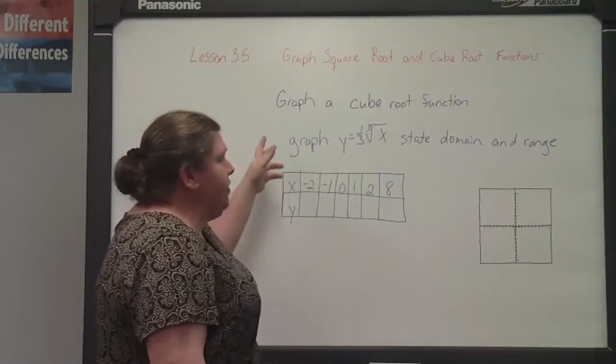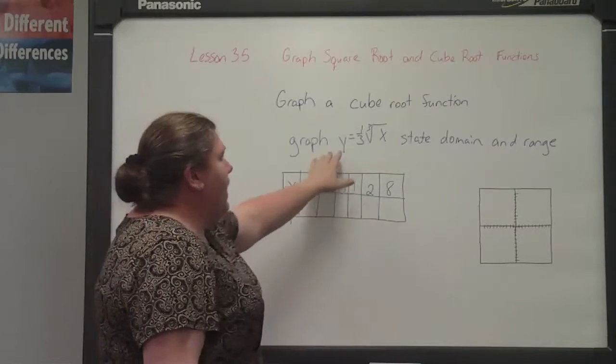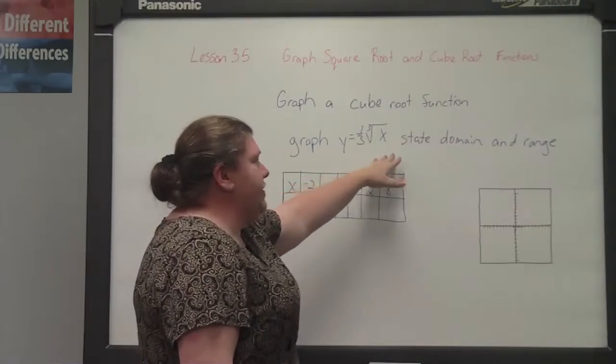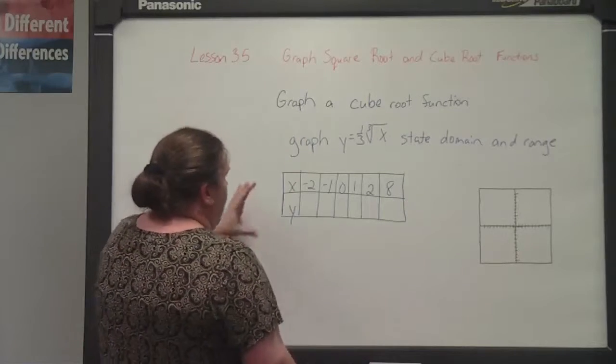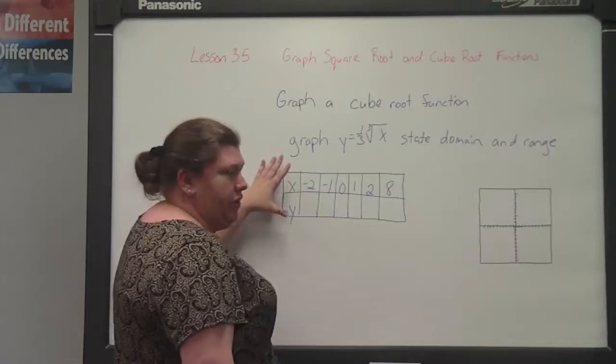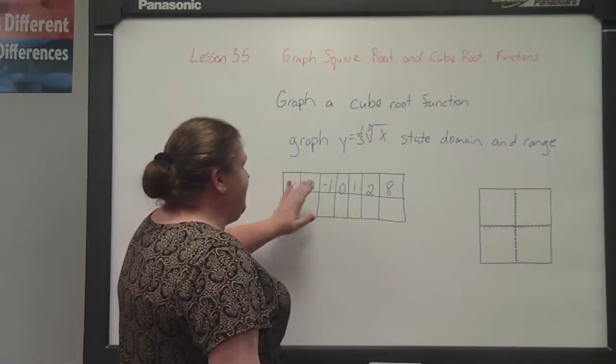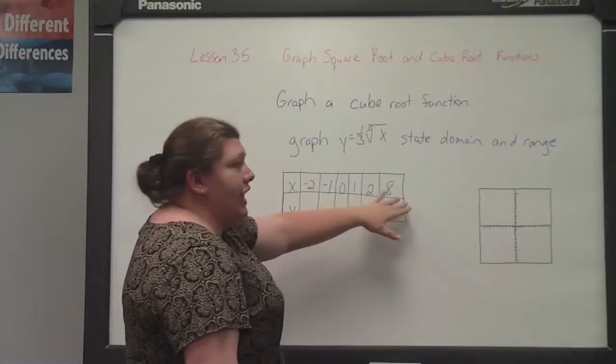At is graph a cube root function. We're going to graph y equals 1/3 cube root of x, and then we're going to state the domain and range. Just like we did previously, I've already put my xy table here, and I've chosen to use -2, -1, 0, 1, 2, and 8.